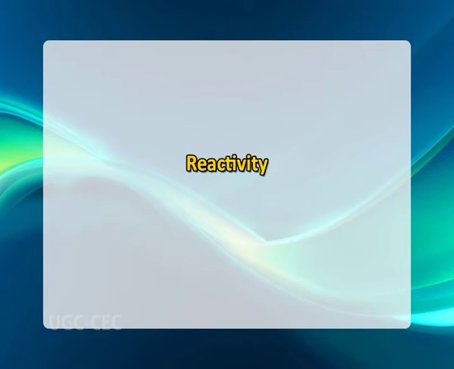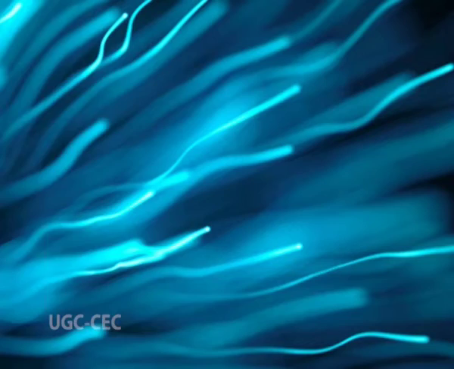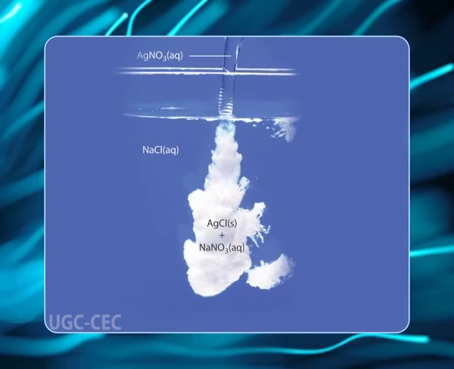Reactivity. The reactions between ionic compounds in aqueous solutions occur very fast due to the presence of separated ions. For example, a white precipitate of silver chloride is formed instantly when aqueous solutions of sodium chloride and silver nitrate are mixed together.